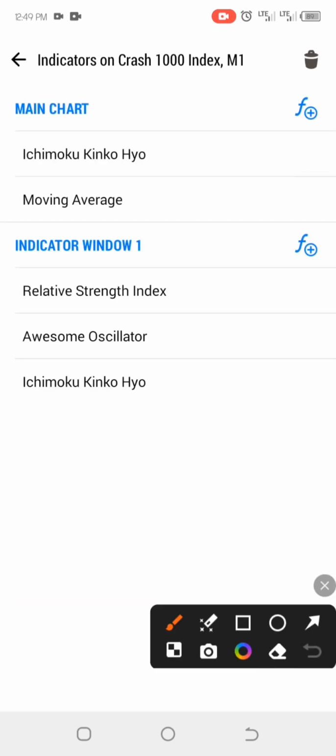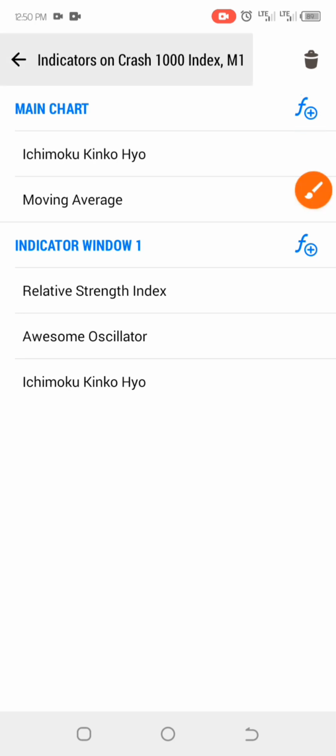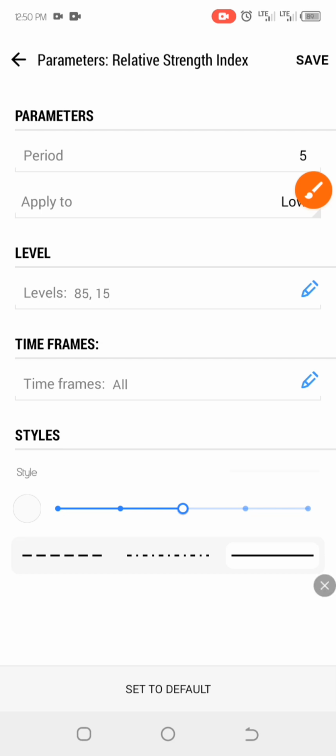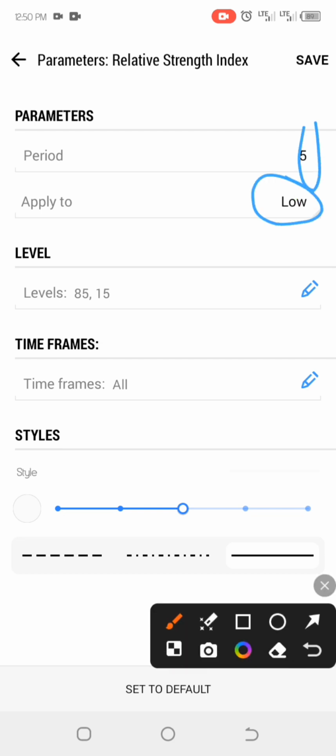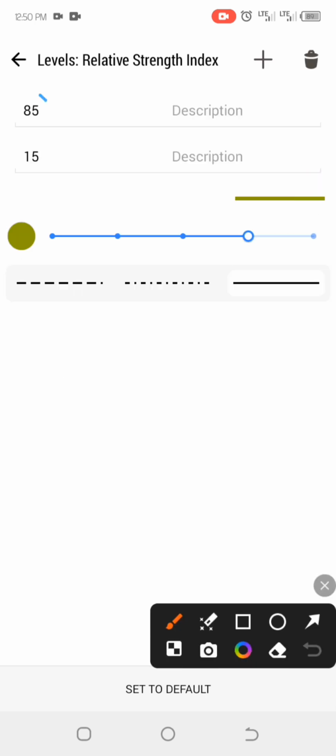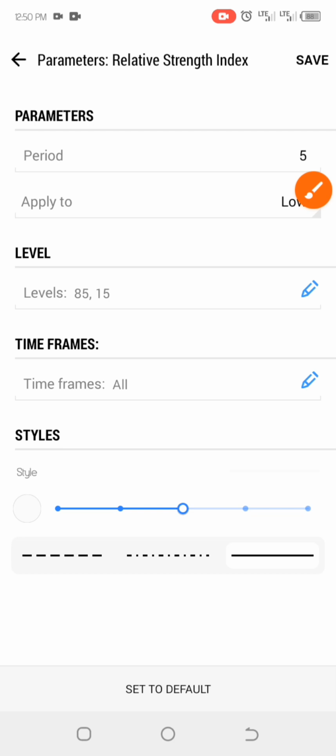Now moving on to the next one, which is going to be indicator window 1. To add this, we click on the F plus. When we click on it, we scroll and search for our RSI, then these are the properties. Now the period is 5, apply to low. Now for the levels, we need the 85 and the 15 levels. Of course, use any style of your choice for the levels. Now for the style of the RSI, make sure it is your background color. We only need the levels, we don't need the RSI style. Okay, so click on save.